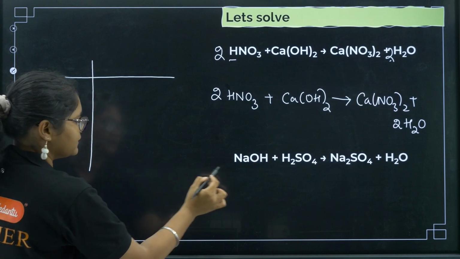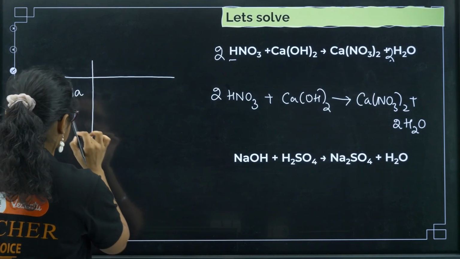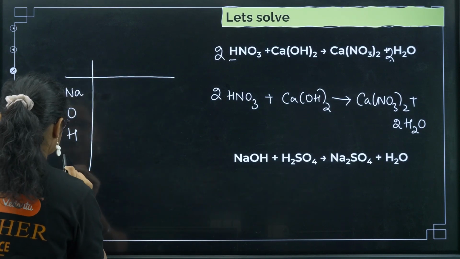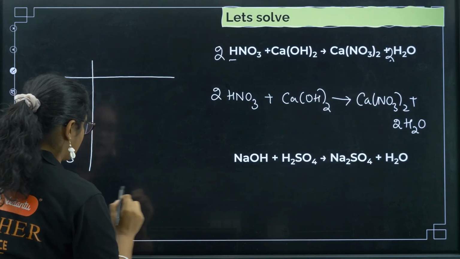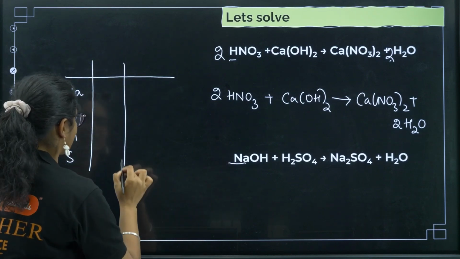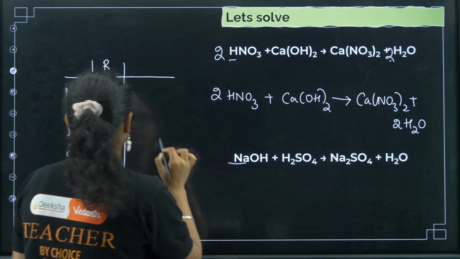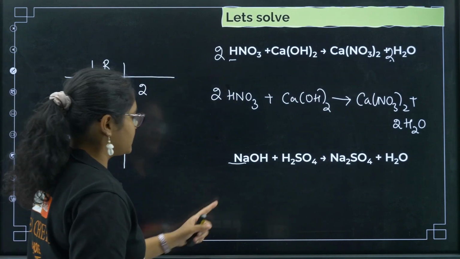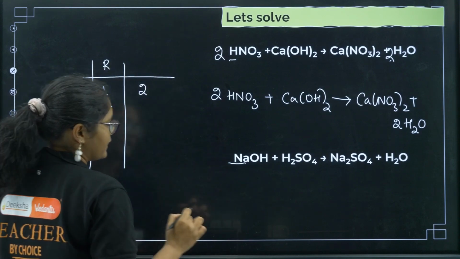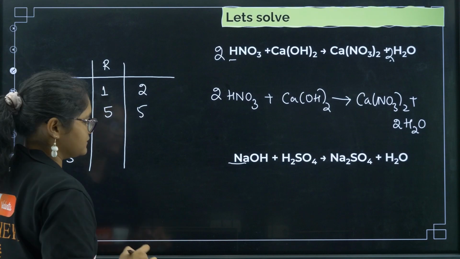So we have the elements here, sodium first. Then we have oxygen, we have hydrogen, then we have sulfur, and again we have oxygen. So let us see how many sodium I have this side. On the reactant side I have only 1 sodium, right? And this side I have 2 sodium. Oxygen, here 1 and here 4. So 4 plus 1 I have 5 oxygen. And here 4 plus 1, 5 oxygen. So oxygen is already balanced.